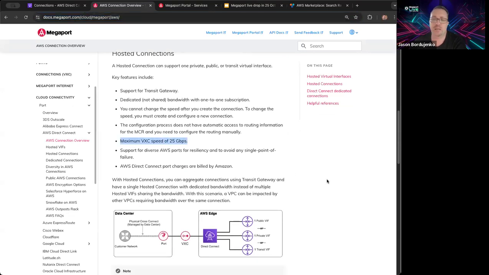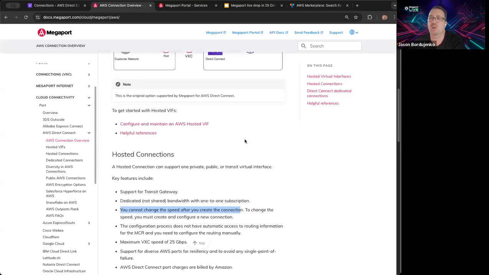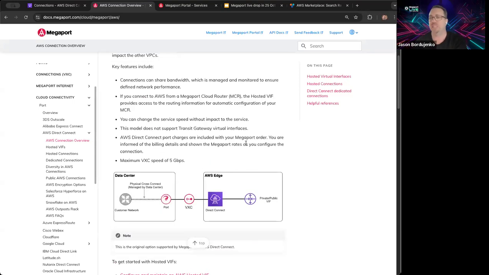We can see here that we actually support a VXC speed of up to 25 gigabits per second. It's dedicated bandwidth. It's not shared bandwidth. It supports transit gateway. The only consideration and differentiation other than the speed and the transit gateway support is that once it is deployed, that speed is not able to be changed. It's not flexible. Whereas with hosted VIF, we can move it up or down.